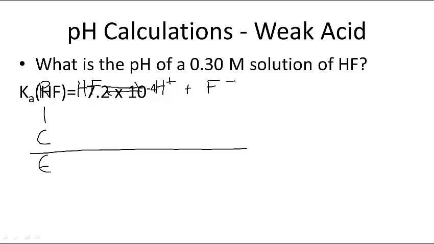I thought I had taken all the animation out of this so that everything would just show up at once. All right, I'll have to go erase that. So you have the equilibrium constant there. Ka of HF is 7.2 times 10 to the negative fourth.